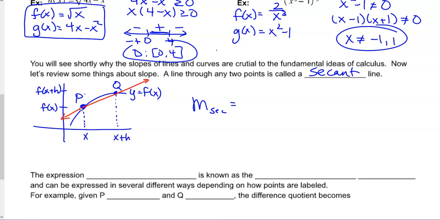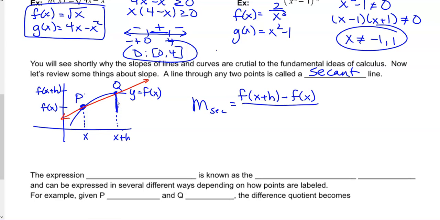This is the point x comma f of x. To find the slope, we need to take y minus y over x minus x. So that means I need to take f of x plus h minus f of x. To find this rise that I have right here, you take the difference between each one of those. So here's the rise right here.